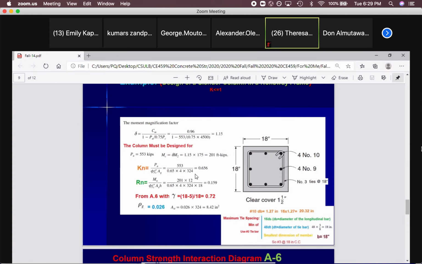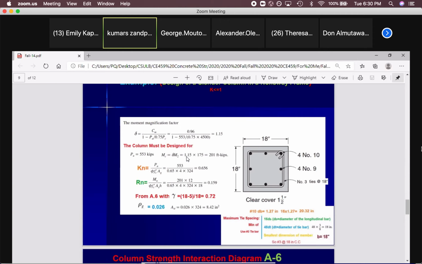And based on these two, and what is this mu? This mu is magnified moment. Look at this. This is your MC. It's not M2. As you can see, this is this one. Our maximum moment was 175, but we magnified that because it was a slender column.